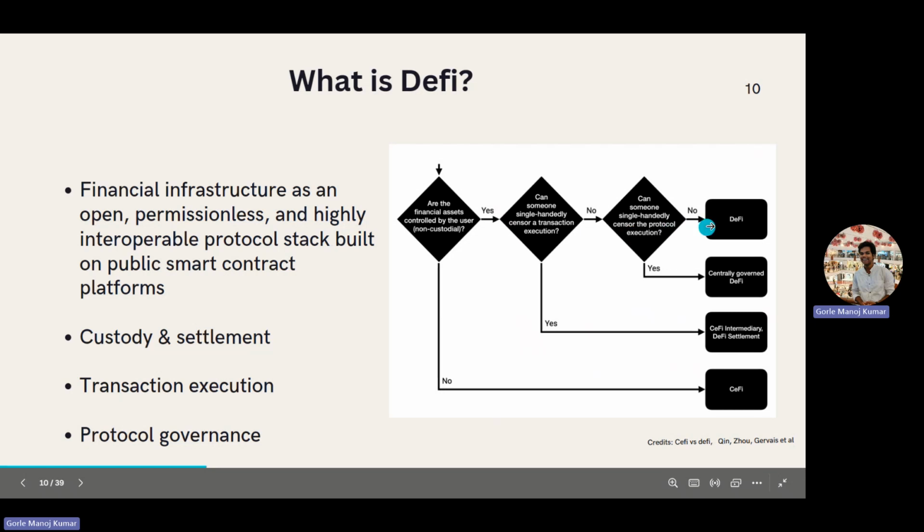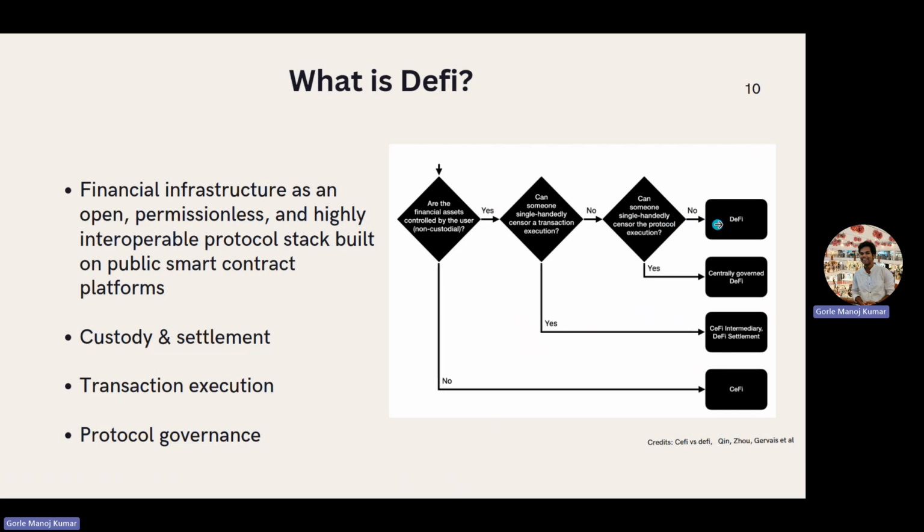And then when all of these questions are somewhat satisfied, कि कोई intermediary नहीं है, the person himself has hold of his assets and can single-handedly, whatever, censor the protocol execution, everything. So everything is in your hands, basically. It's in the hands of the user, and there is no conglomerate key which decides these are the rules. Then we arrive at DeFi.